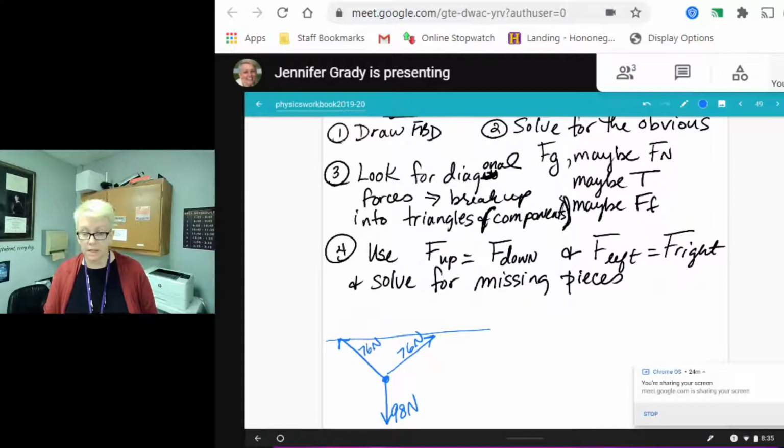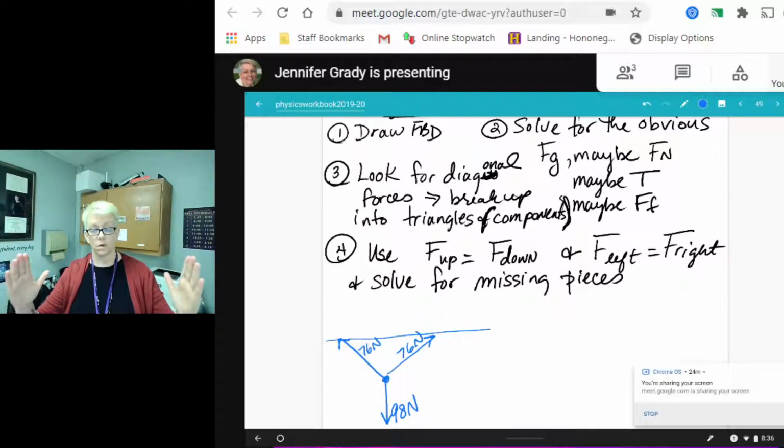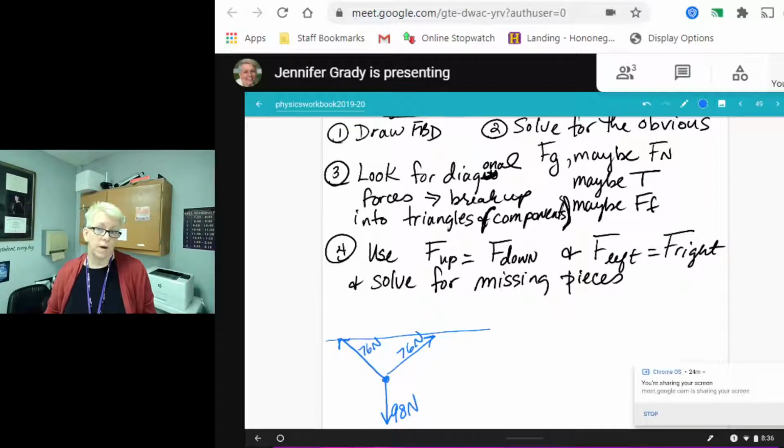We drew the FBD. We did that already. Solved for the obvious, which was FG. And then we made the diagonal forces into triangles. And then we used the pieces of the triangle, the up and the down, to figure out the value of the y components, that they were each half of that 98, right? So half of that was like 49. And then we used the trigonometry to figure out the piece that we needed, the hypotenuse, the tension, okay? This type of relationship, we're going to see this over and over and over again.